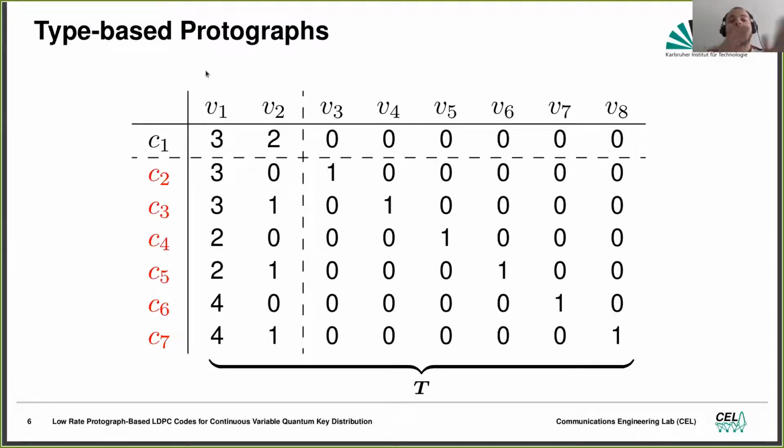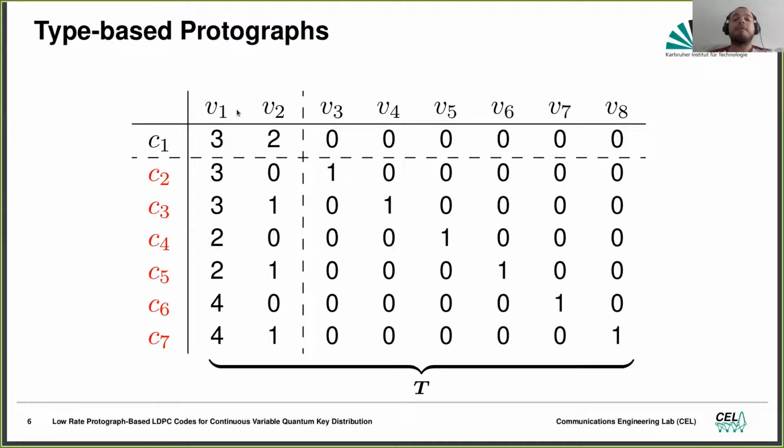Once again, the columns of the type matrix correspond to the variable nodes, or in this specific case, the variable node types, and the rows correspond to the check node types. The V's and the C's, as I said, correspond to how often these variable node and check node types occur within the protograph. We further make a distinction between two different node types.